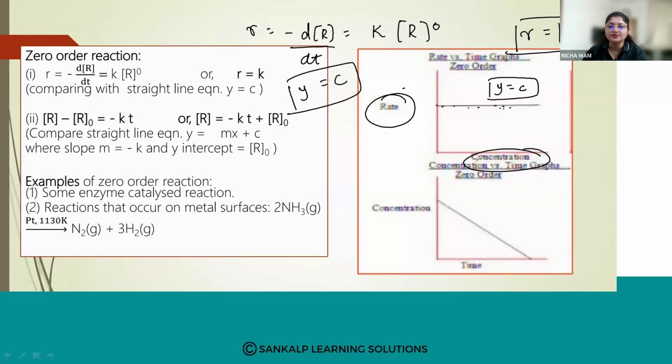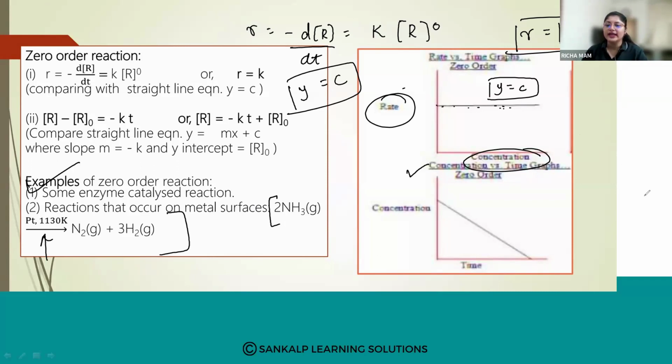Now here, this second graph, we will see when we get to the expression. So what are the examples of zero order reactions? Some of the enzyme catalyzed reactions, and the second is the decomposition of ammonia, 2NH3 giving you N2 plus 3H2, in the presence of platinum at 1130 Kelvin. Is it clear?